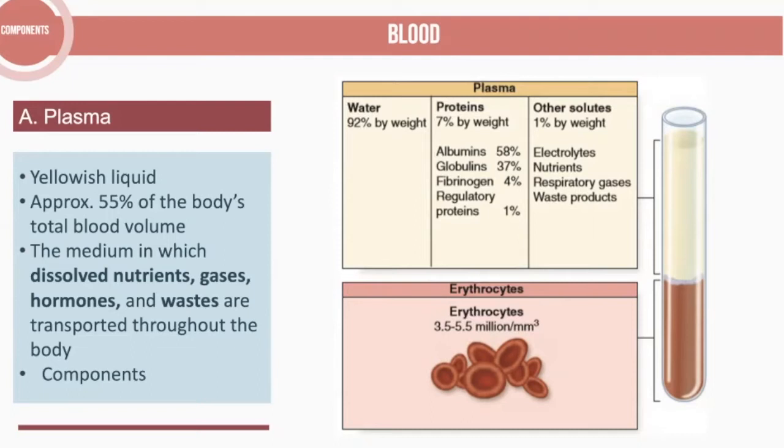These organic wastes include metabolic byproducts with no function. And these byproducts are toxic to the body if accumulated. Just to tell you something about these wastes, they are actually delivered to the liver and the kidney to be removed from the blood. Some examples of these waste products, they are nitrogenous in nature. You have urea, uric acid, creatinine, bilirubin, and ammonia.